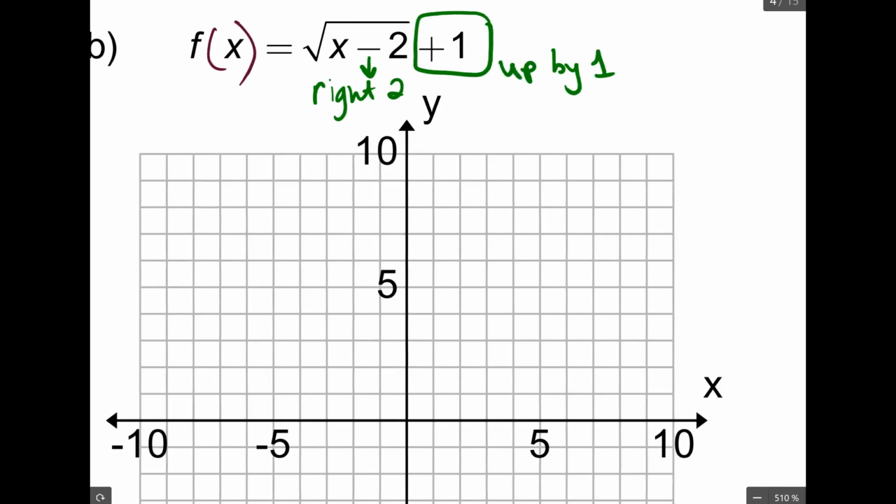All right, so I can go ahead and plot my parent function. Let's see, 4, 2, 9, 3. Okay, so this is the parent function square root of x. So for every single point, I want to go over by 2 and up by 1. So my new point is here.